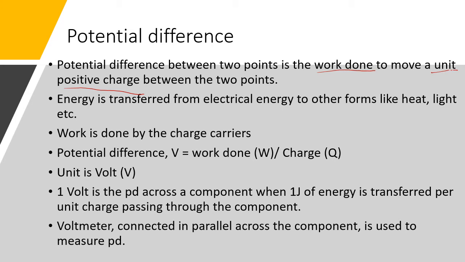And then finally, you need the definition of volt, which is the potential difference across a component when 1 joule of energy is transferred per unit charge. You can also say when 1 joule of work is done per unit charge. Either way, it is fine. So if you were not able to copy down all these things now, don't worry. I'll send you the link as an email, and you can copy this down at your own time. Okay, so that is about potential difference, and then moving on to the next one.